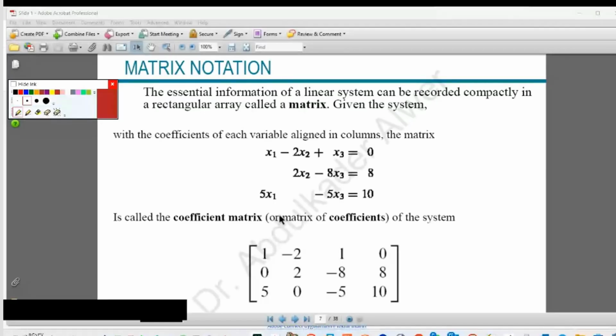Now, how can we solve this one? This is equation 1.